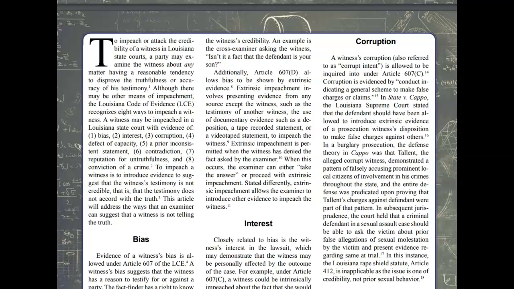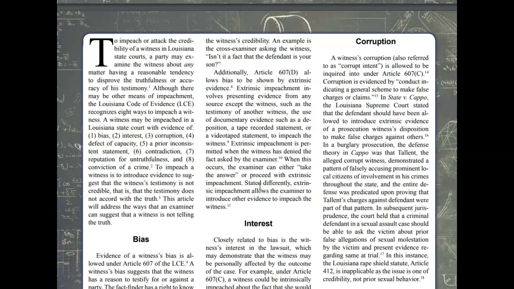A witness may also be impeached by another witness. When another witness comes in and, after the appropriate foundation has been laid under 608, testifies that the prior witness has a bad reputation for truthfulness. And finally, a witness may be impeached by conviction of a crime.